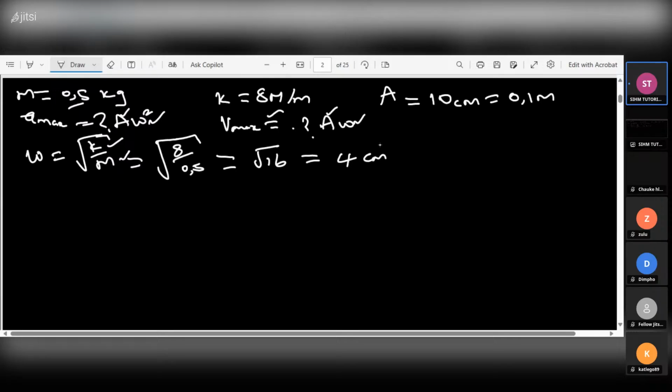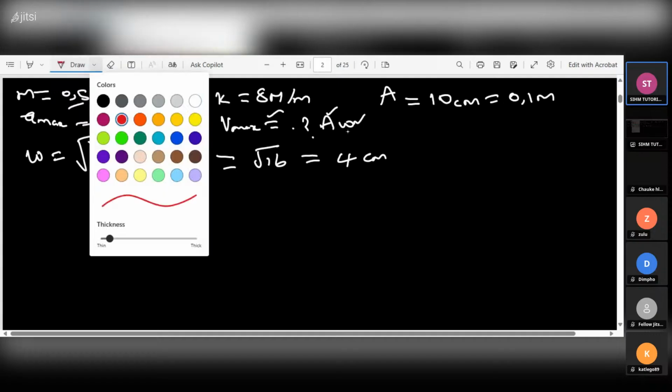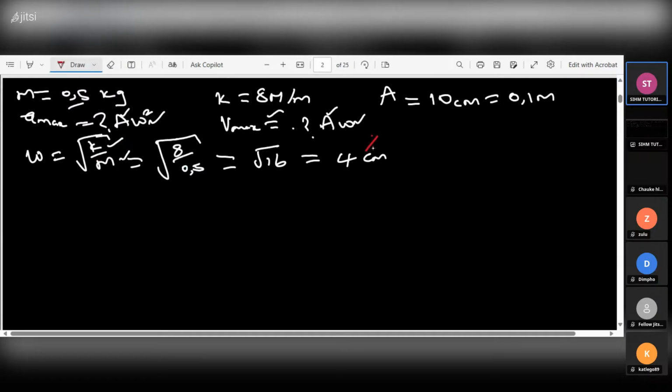Remember, this is an angular velocity, not a maximum speed. They need the maximum speed. So how are we going to get the maximum speed? We're going to check the formula.